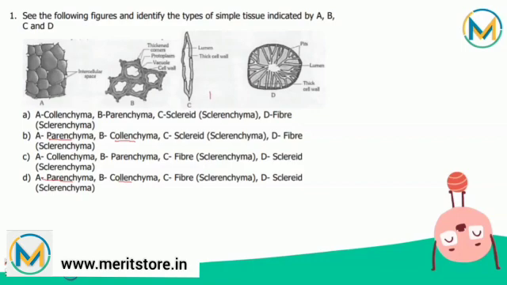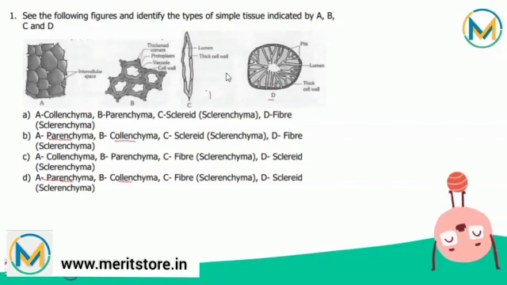Sclerenchyma consists of long, narrow cells with thick and lignified cell walls. If you look at D, this is also a sclerenchyma, but C is a fiber and D is a sclereid. They are usually dead and without protoplast. On the basis of the variations in form, structure, origin and development, sclerenchyma may be either fibers or sclereids.